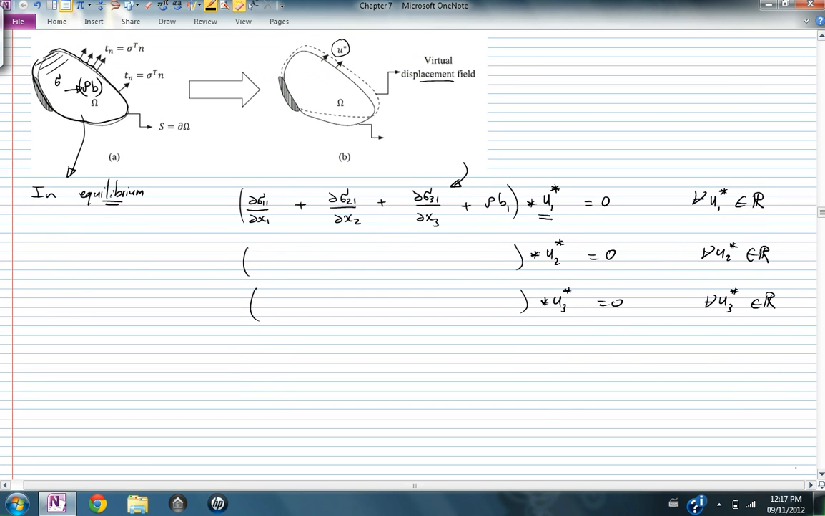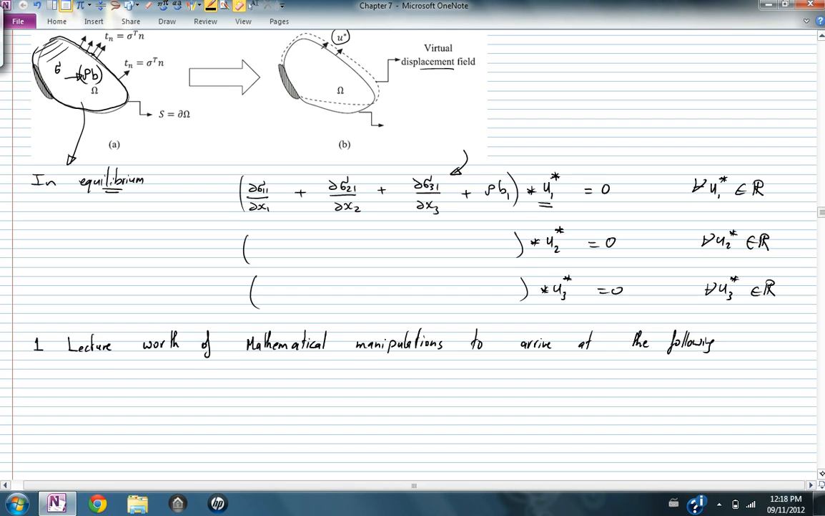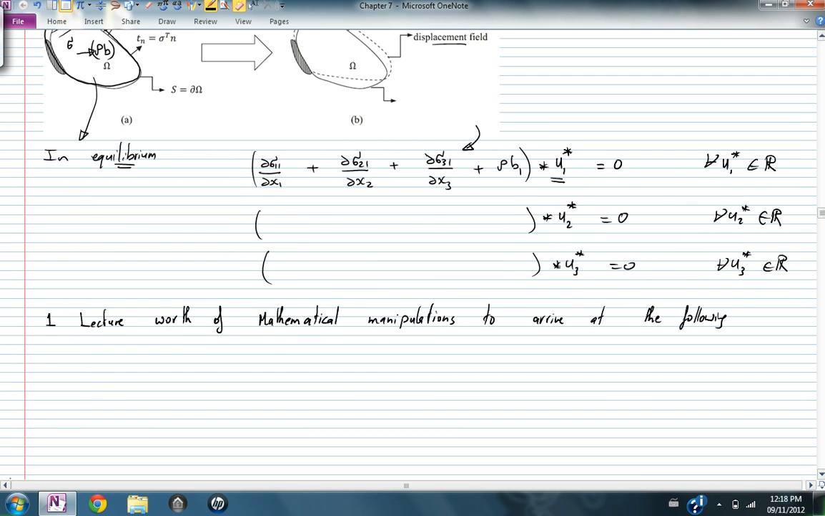And then I'm going to spend one lecture worth of mathematical manipulations, which are not the subjects of the course here, to arrive at the following. That the internal virtual work in the continuum is equal to the external virtual work of the continuum. Now, what is the internal virtual work?